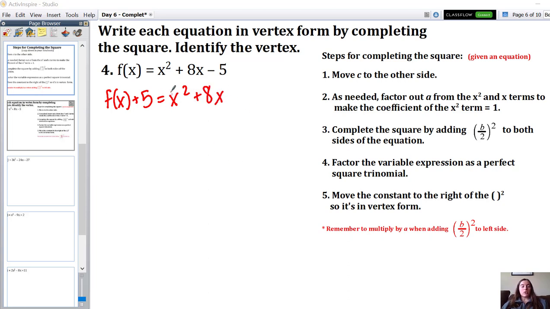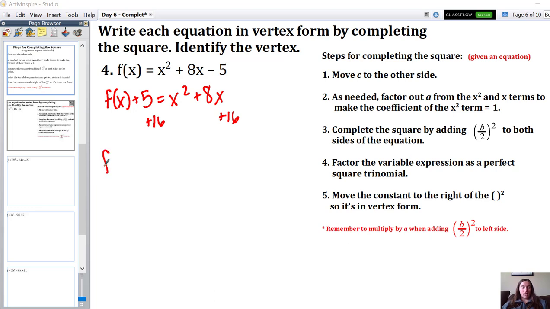The next step would be to factor out an a value here other than 1. In this situation, our a value is 1, so we don't need to do anything for step 2. Step 3 says look at your b value, that's the coefficient that's attached to your x, divide it by 2 and square it, and we're going to add that exact number to both sides of our equation. So what that looks like here, b is 8, 8 divided by 2 is 4, 4 squared is 16. So I'm going to add 16 to both sides of my equation.